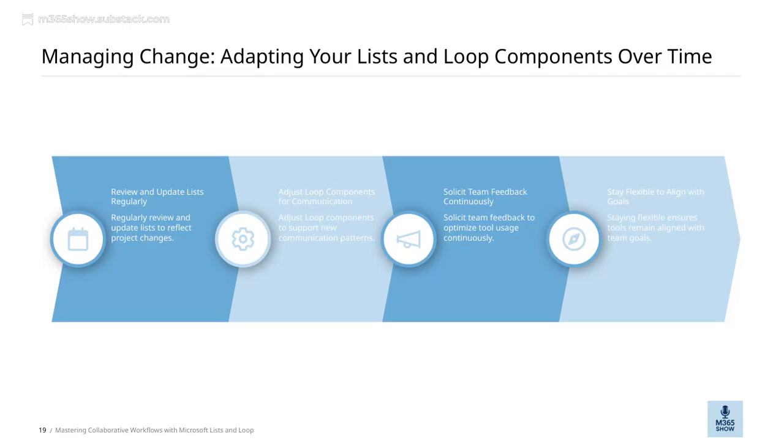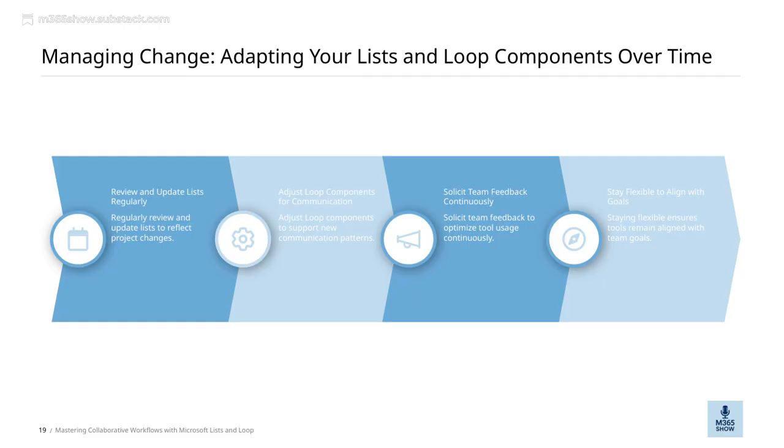Staying flexible is really key to making sure our tools stay aligned with our team's evolving goals. As we progress, it's important to keep an open mind and be ready to adjust. One way to do that is by soliciting feedback from the team regularly. This helps us understand what's working and what might need tweaking to optimize how we're using Microsoft Lists and Loop. Another crucial point is adjusting Loop components to support new communication patterns as they develop. Communication is always changing, and our tools should adapt accordingly to keep collaboration smooth.